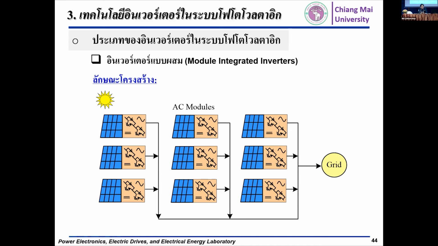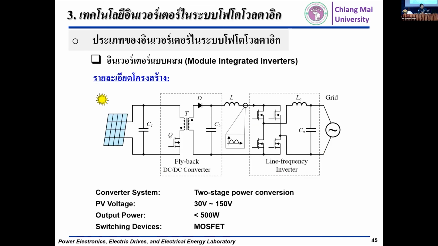This is the AC module, or module integrated inverter. In Thai, inverter ผสมผสาน, or hybrid inverter. This is popular now for the PV application. I want to promote, I want to vote for the AC module to apply anywhere, any place for PV application, due to the cost.